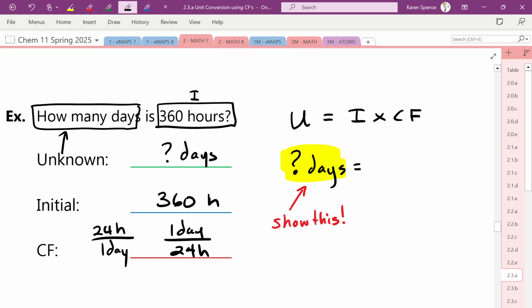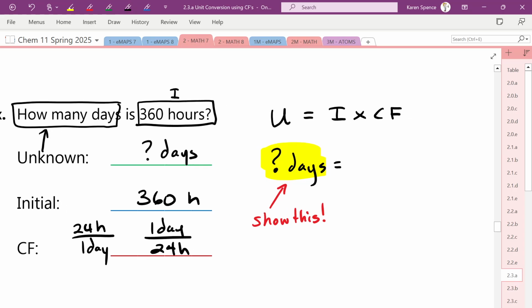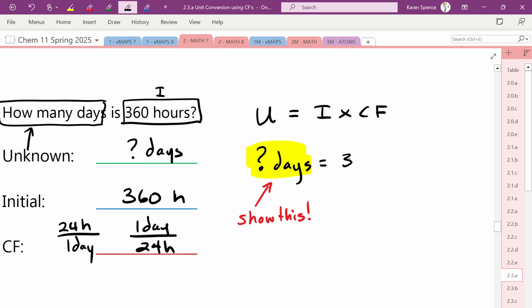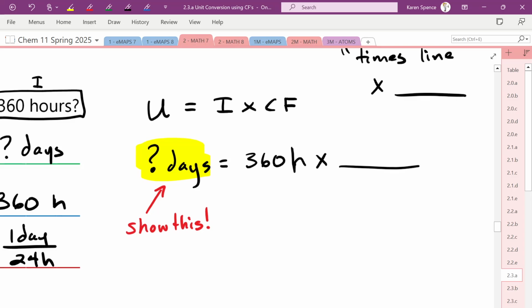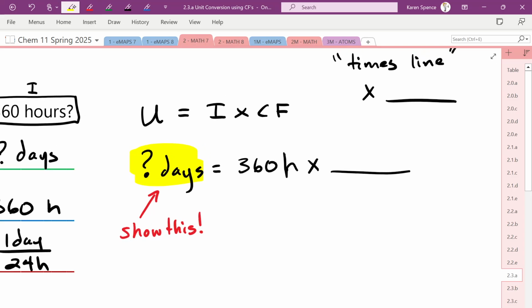Equals our initial quantity, which is 360 hours. And then I usually like to do it like this. I just write times line, times line. I write times line, and then I like to fill in the units. I say to myself, what unit do I want to cancel? We want to cancel hours. So I'm going to write hours down here.